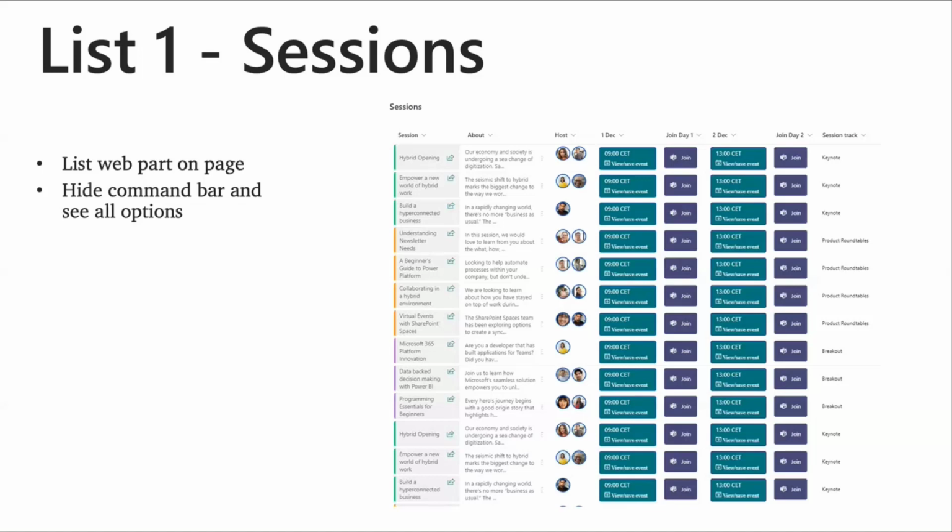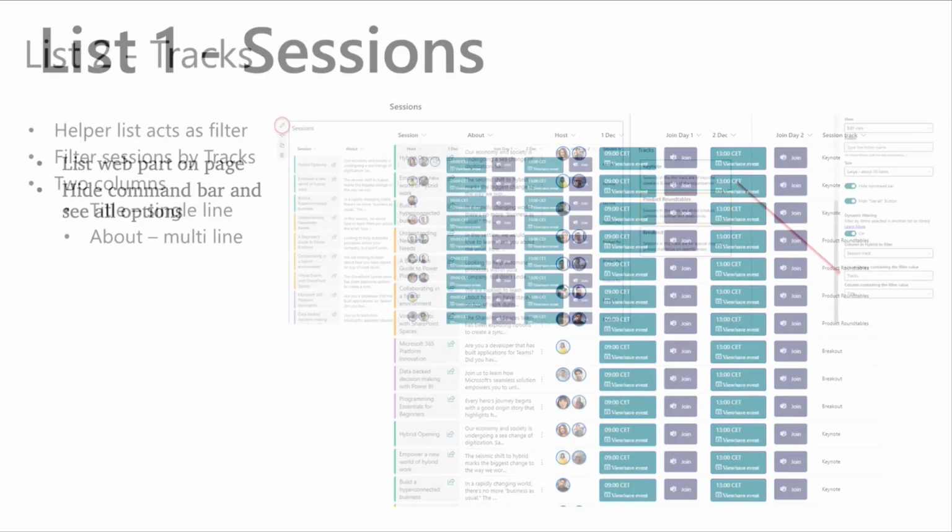At the end of it, this is how the sessions list looks. So I did some column width adjustments as well, and saved that to the view so that it stays the same, with the same dimensions, in the page when embedded. And I've embedded it using the list web part on the page, and then I've also hidden the command bar and all the see all options.